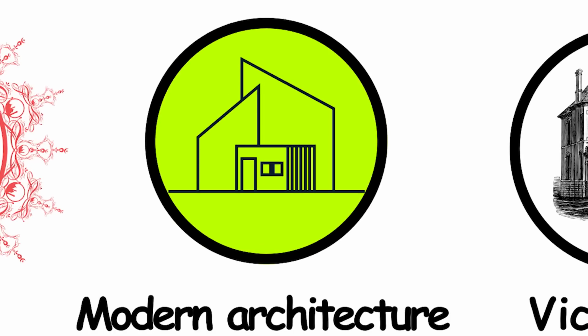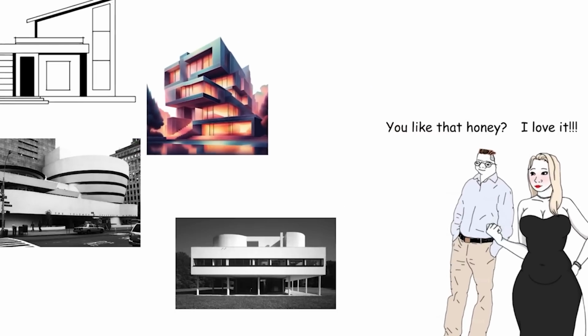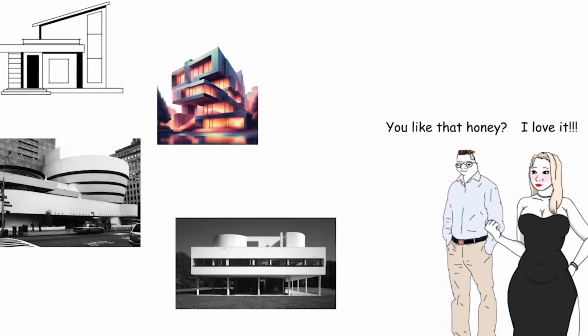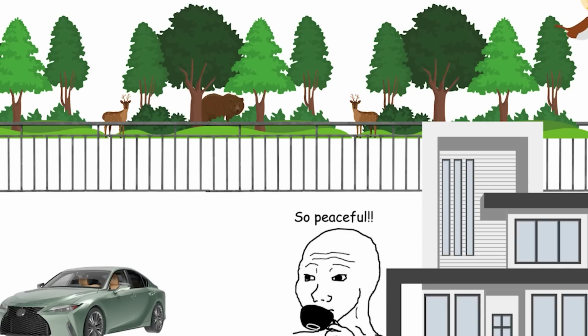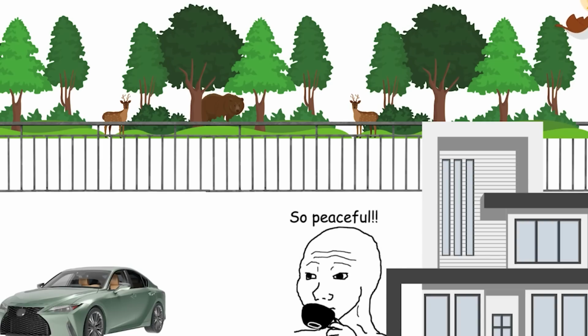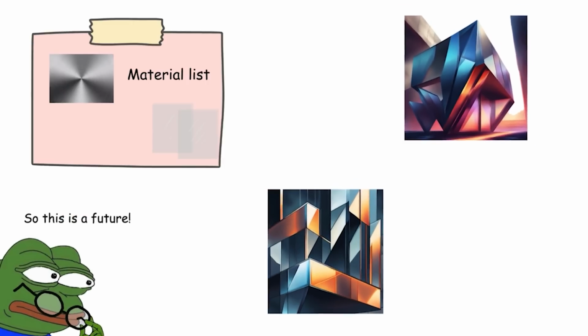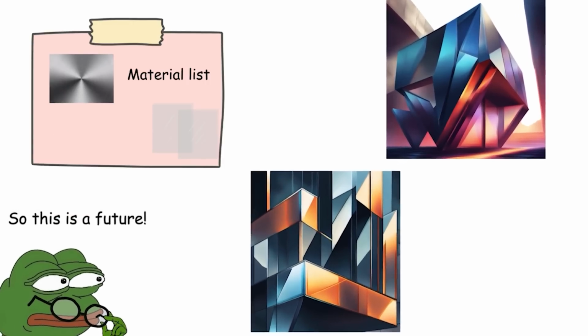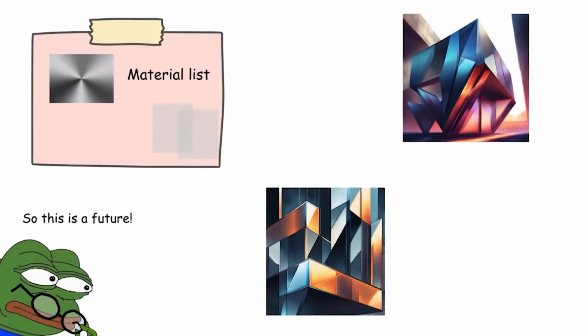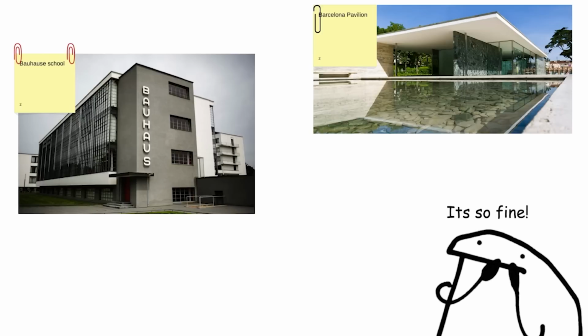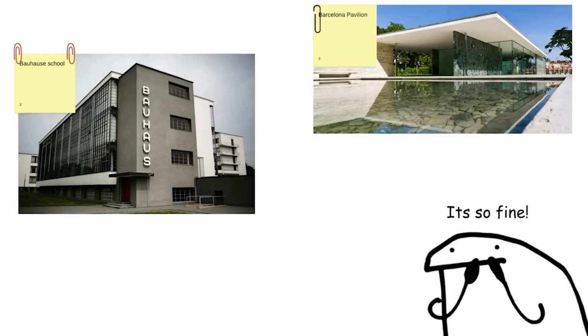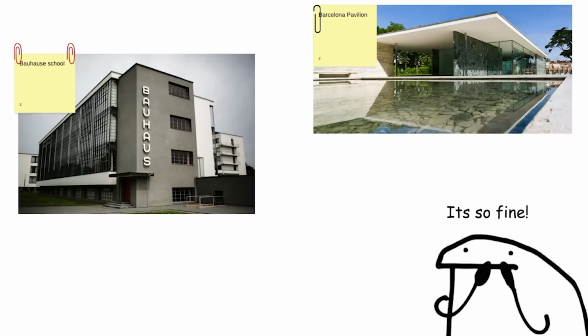Modern architecture. Modern architecture, early 20th century, embraced functionality and clean lines. It broke away from ornamentation, favoring open floor plans, vast windows, and integration with nature. Steel, glass, and concrete became prominent materials, allowing for bold geometric shapes and cantilevered structures. This movement prioritized form following function, creating iconic buildings like the Bauhaus School and Barcelona Pavilion.